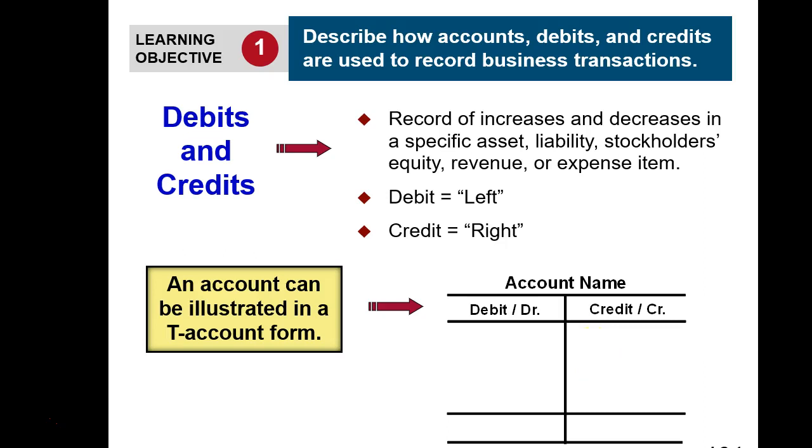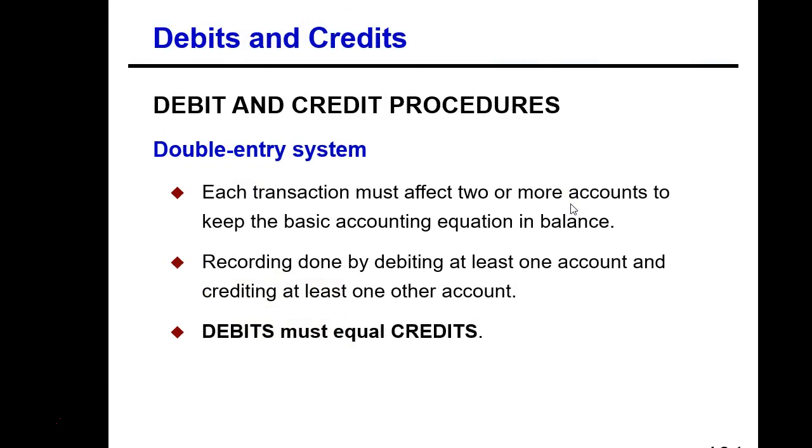Now, there are certain accounts that will increase on the debit side, while other accounts increase on the credit side. It's contingent upon the account classification, meaning is the account an asset account, a liability account, an equity account, a revenue account, or an expense account. So again, depending upon the classification, that will tell us what side of the account will make the account increase.